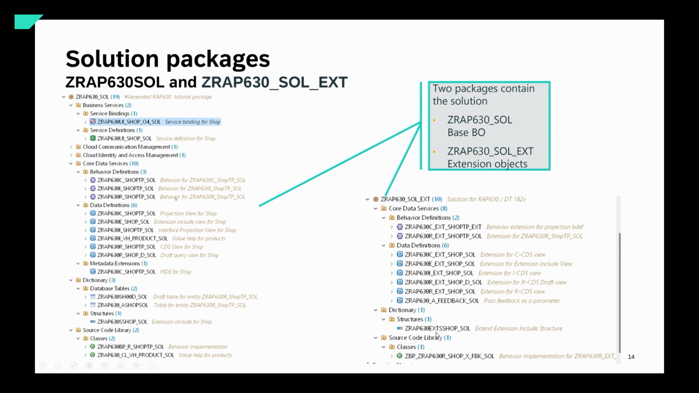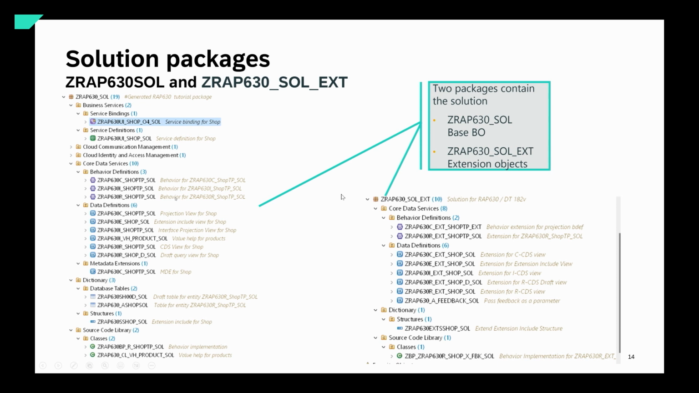So we add a structure which contains the field feedback. Then we propagate the field from the structure to the database table to the projection view, and have a metadata extension where we can see the field on the UI, as seen previously. This part is the field extensibility, and this part is the behavior extensibility, and you have both the packages.